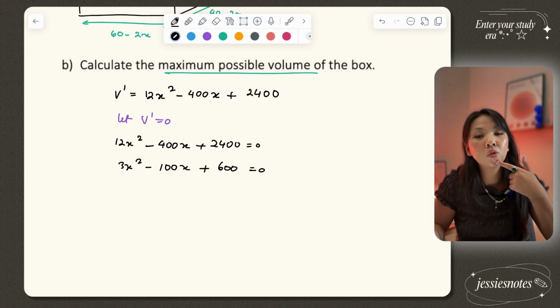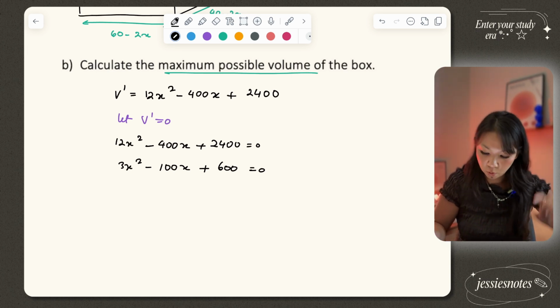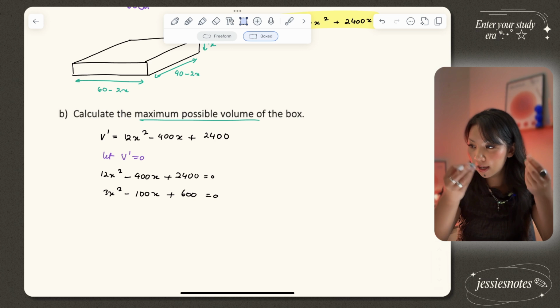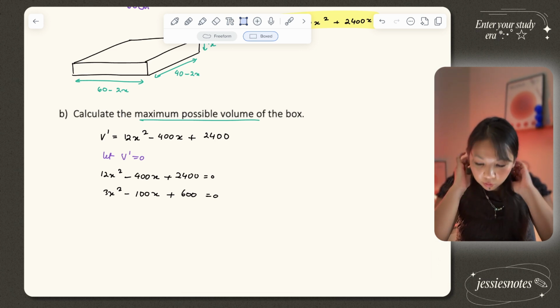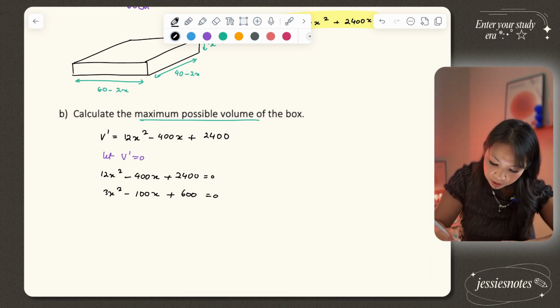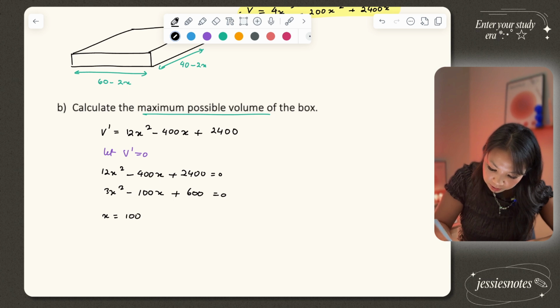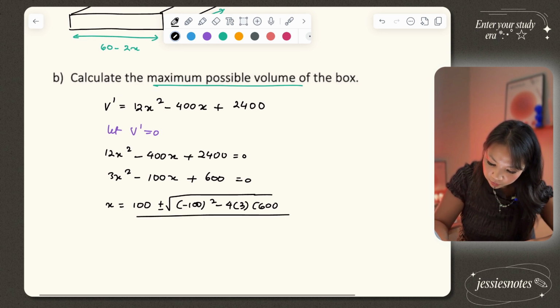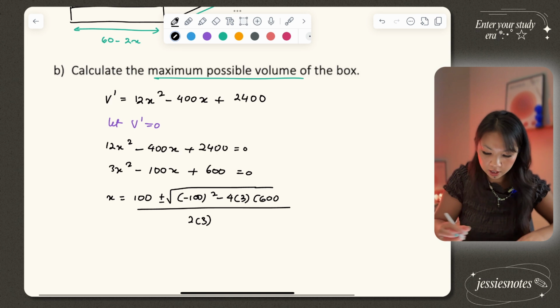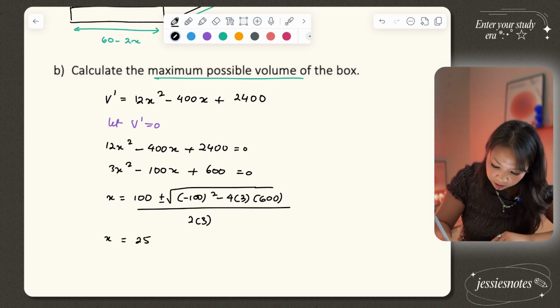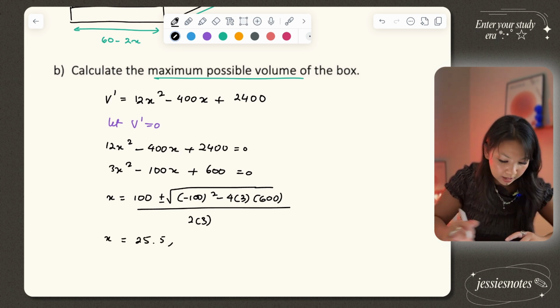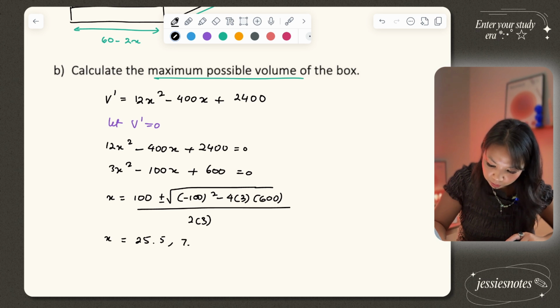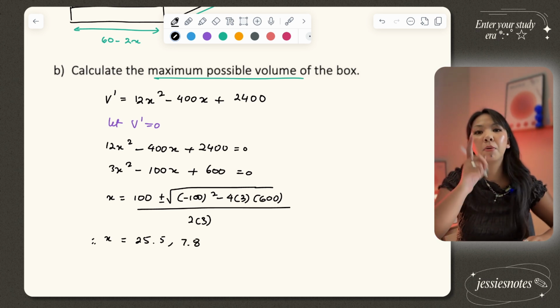You can either use factorization or you can use the quadratic formula. After some deliberation, this is not factorizable, so I'm going to use the quadratic formula. x equals minus b, so minus minus makes it a plus, plus or minus the square root of b squared minus 4ac all over 2a. Let's chuck it in. Our first solution is going to be 25.5, and the second solution is going to be 7.8. Both valid because they're both positive.